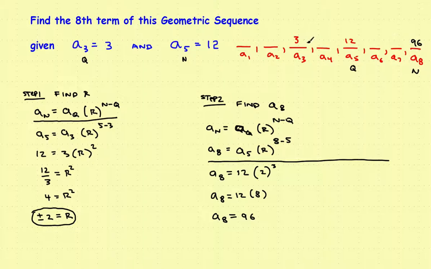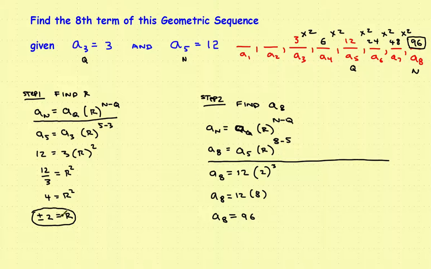Now, if you actually do this, watch what happens. If r is a positive 2, you'd have this: 3 times 2 would give you 6, times 2 would give you 12, times 2 would give you 24, times 2 would give you 48, and then finally times 2 would give you 96. So actually 96 is going to be the answer. But what's a little bit interesting about this is that there's actually a second variation on this, and let's take a look at that.